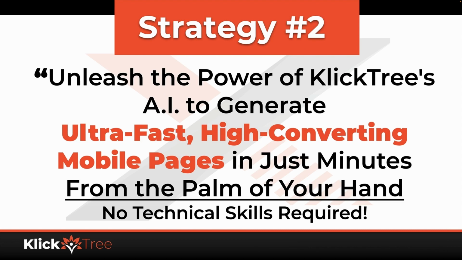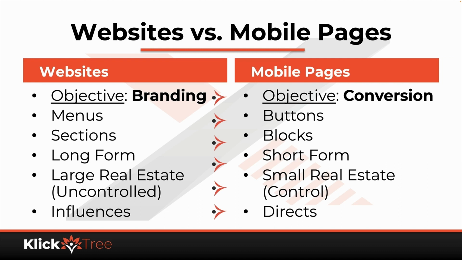Now, let's get into strategy number 2, because we all want to see KlickTree, right? So it's AI generated, it's ultra fast, and it's high converting. Okay, you can build that in minutes. Now, we got to understand that websites and mobile pages, desktop pages and mobile pages, are very different. The main objective of the website is branding. So websites don't become obsolete, they just become later in the process.